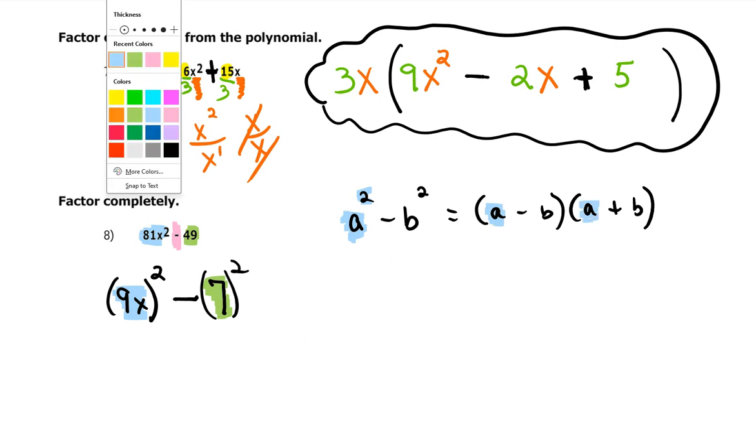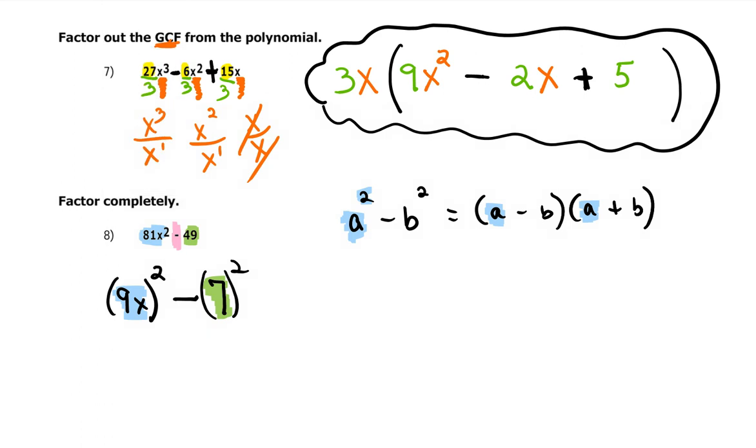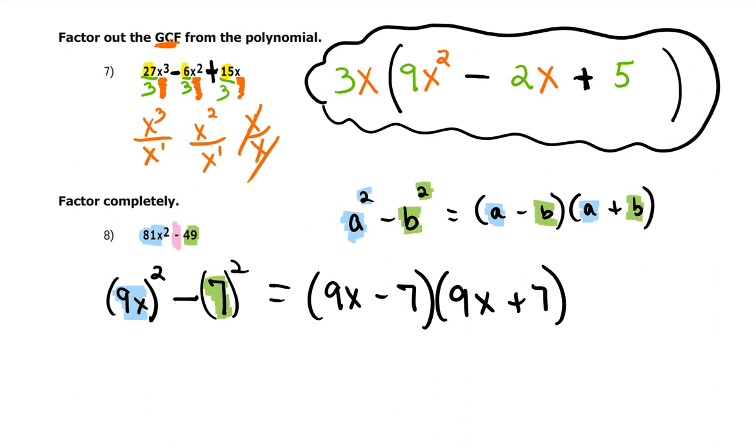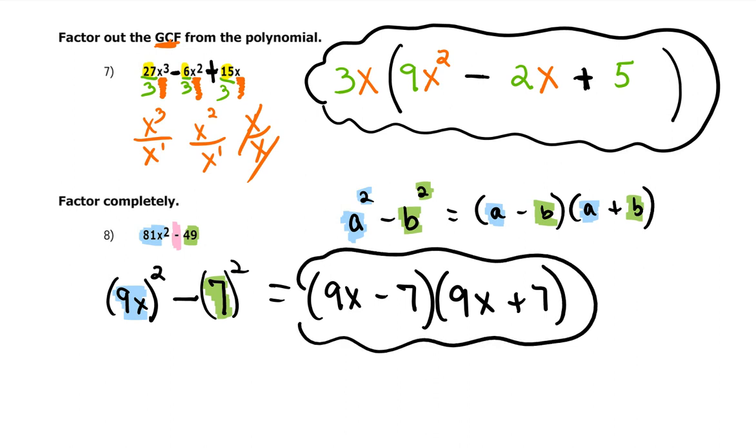And then the b in this b squared here, that's a 7. So you'll need a 7 here and a 7 there. So my final answer here is a 9x minus 7 times a 9x plus 7. And that is factored correctly.